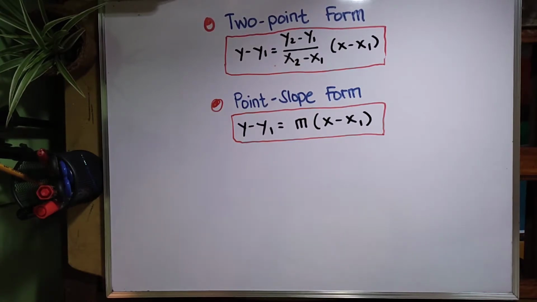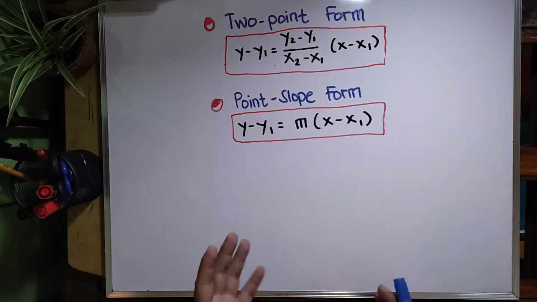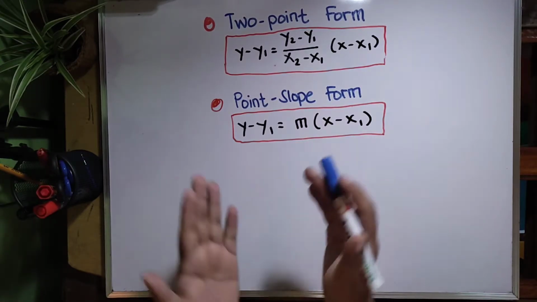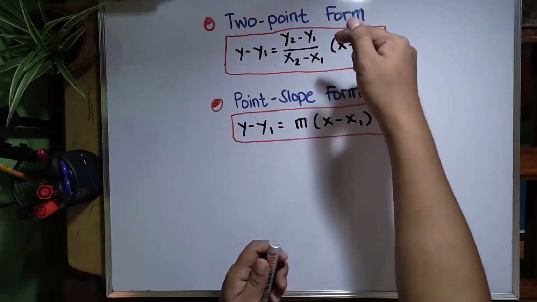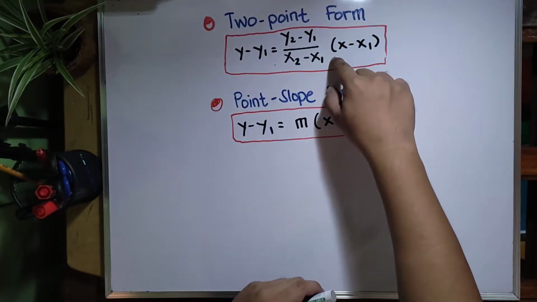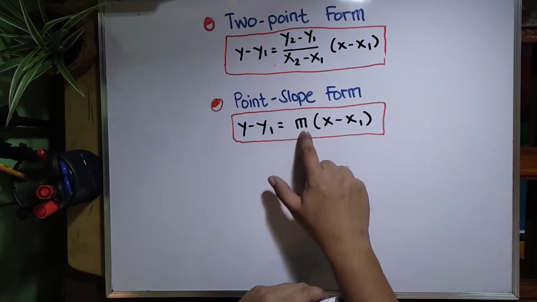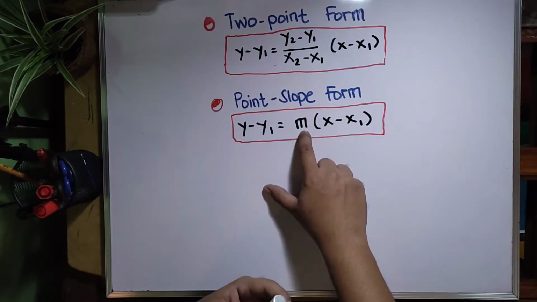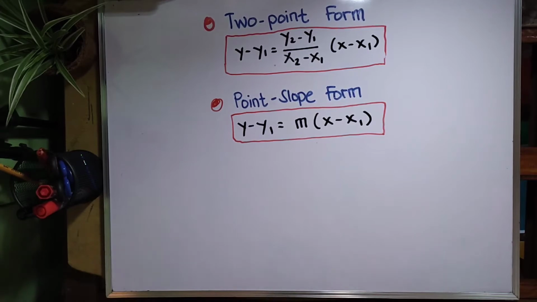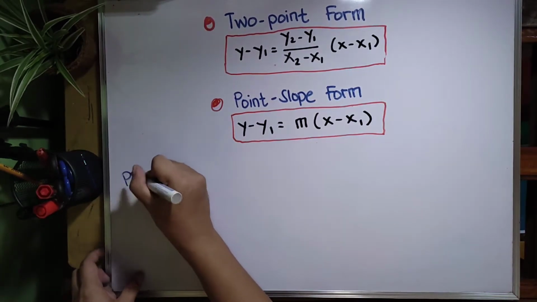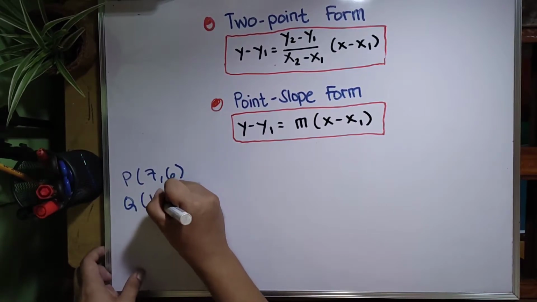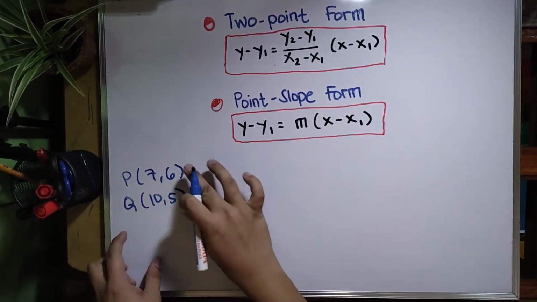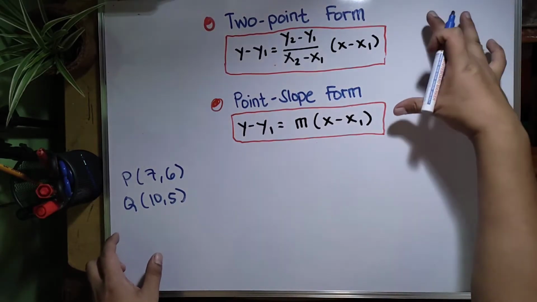Now let's talk about 2-point form and point slope form. Again, si 2-point form at si point slope form, magkapareho lang. Okay? Walang masyadong difference. It's just that si 2-point form is medyo mano-mano. Si point slope form is diretso given yung slope. Or it depends on the given situation. Now, say for example, we are given 2 points, P and Q. P is (7, 6), and Q is (10, 5). Okay? Out of this given, we will make two equations.